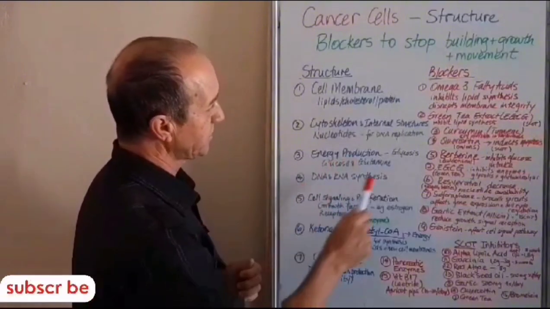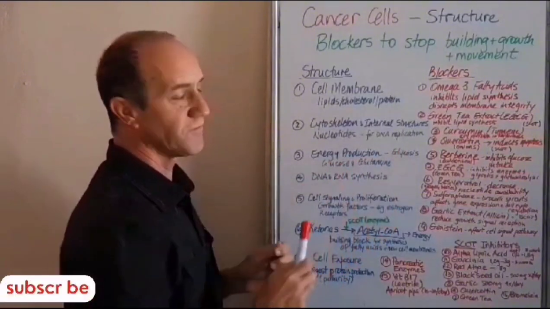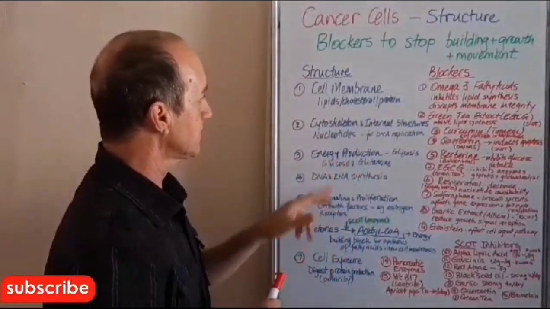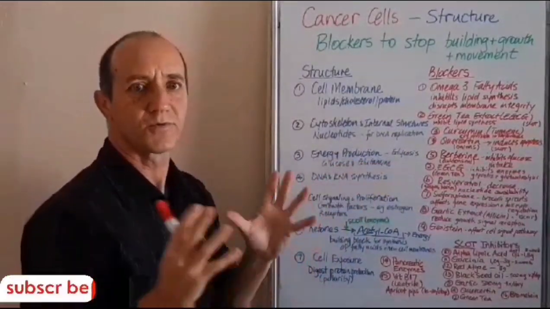Number 3, energy production, glycolysis. Glycolysis is a form of usage of glucose, even when there's no oxygen. Cancer cells use a form called glycolysis.